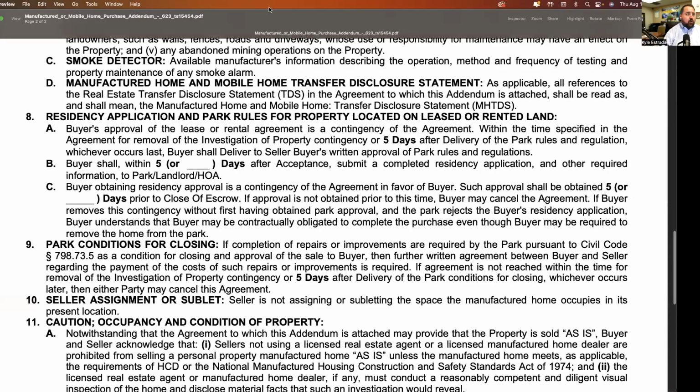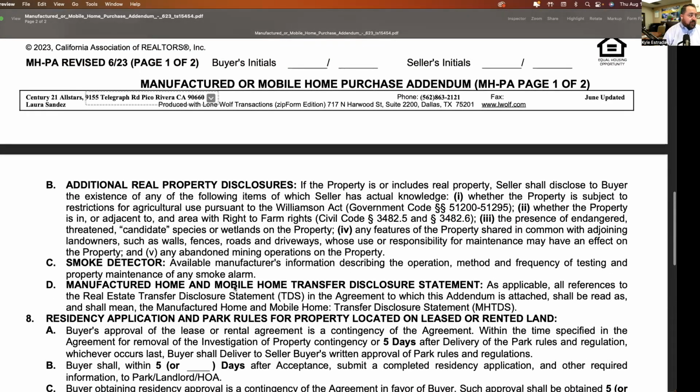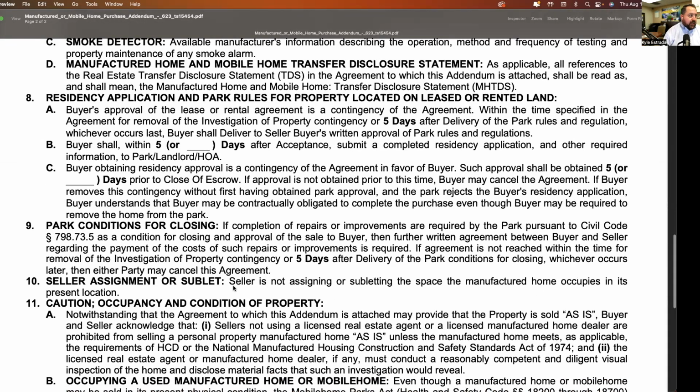Now, this one I wanted to make sure we talked about because we are doing more and more of these manufactured homes, right? What they added on here, and it's right here, they added this paragraph 8, that either the buyer or the seller can cancel the agreement if the buyer can't get approved by the park. That didn't used to be in there. That didn't used to be part of the verbiage.